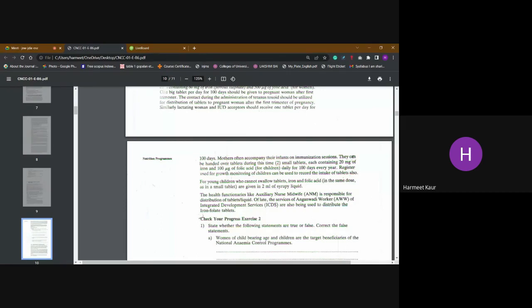Now we have also improvised this program, and we have included things like deworming camps and other things which can help in lowering the prevalence of anemia.